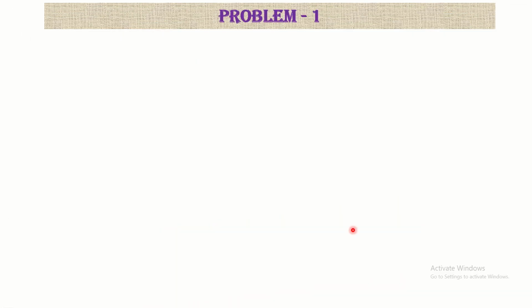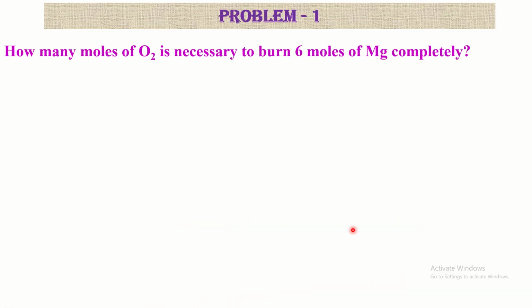Now we will do some problems. Look, how many moles of oxygen are necessary to burn 6 moles of magnesium completely? Here you have to calculate the mole number of oxygen that is needed to burn 6 mole magnesium. Here magnesium is burnt in oxygen, and what is produced? It is not written, but you know that when magnesium is burnt in oxygen, then magnesium oxide is produced.